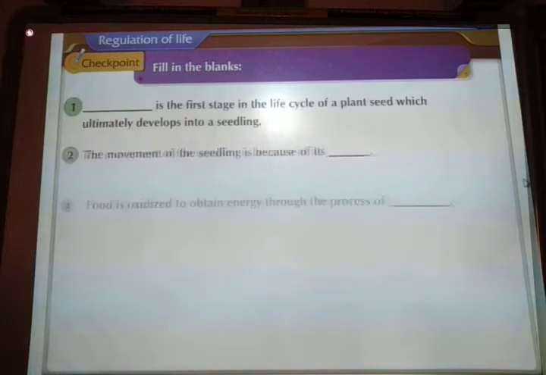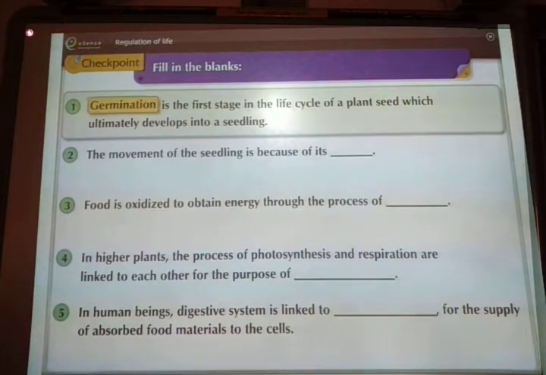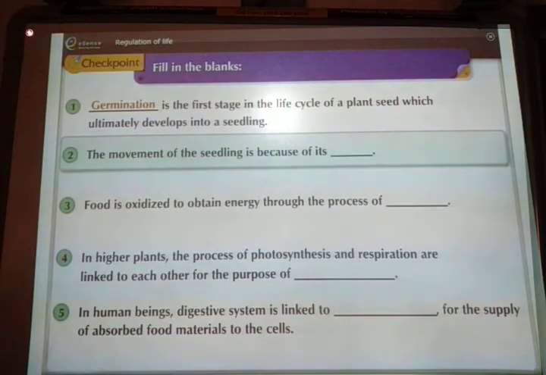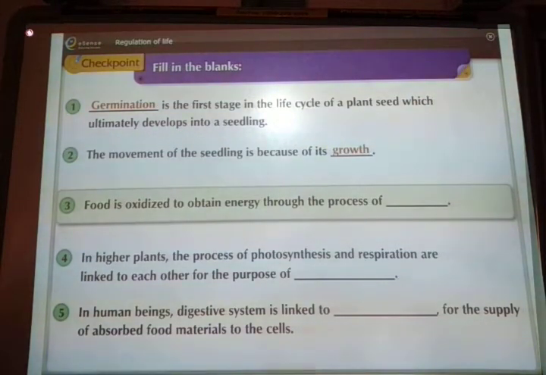Let's do a quick check. In the life cycle of a plant seed, which ultimately develops into a seedling: germination. The movement of the seedling is because of its growth. Food is oxidized to obtain energy through the process of oxidation: respiration.